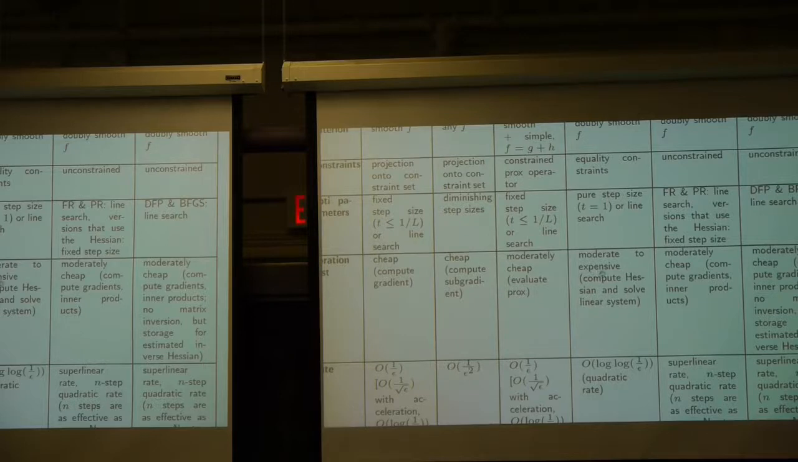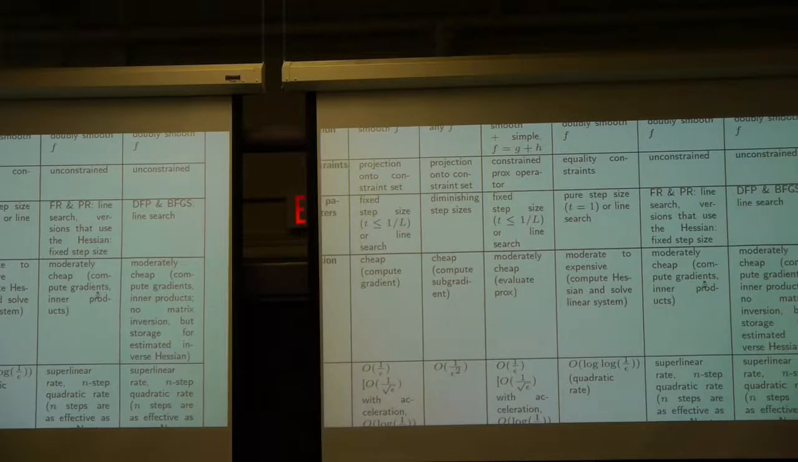For Newton's method, it could be moderate to expensive. So moderate in the case where the Hessian has structure and we can solve it quickly, but generically expensive. If the Hessian is just dense, then that takes n cubed time. Versus one inner product with the gradient only takes n time, right, for gradient descent.